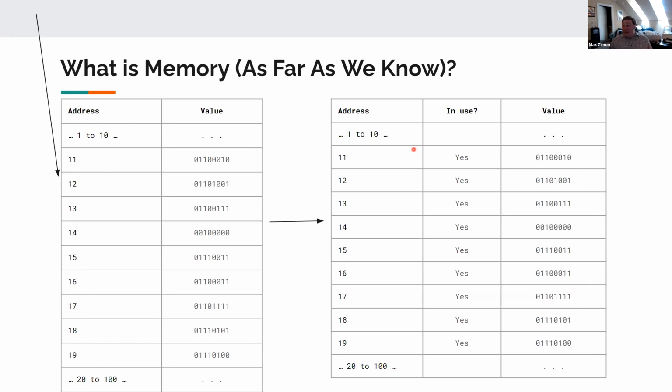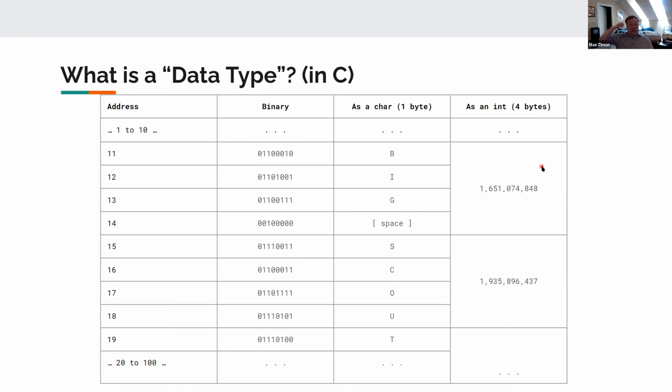What does that data mean? What is the purpose of address 11 and 0110010? Well, that entirely depends on our interpretation. We can consider any chunk of memory, any sequence of bytes, to be whatever we want. It's all about how the program considers it.